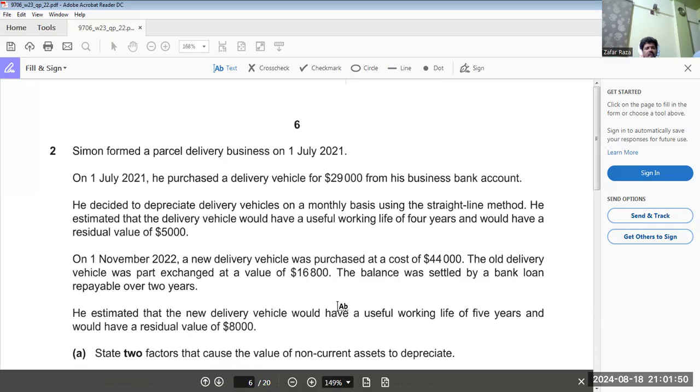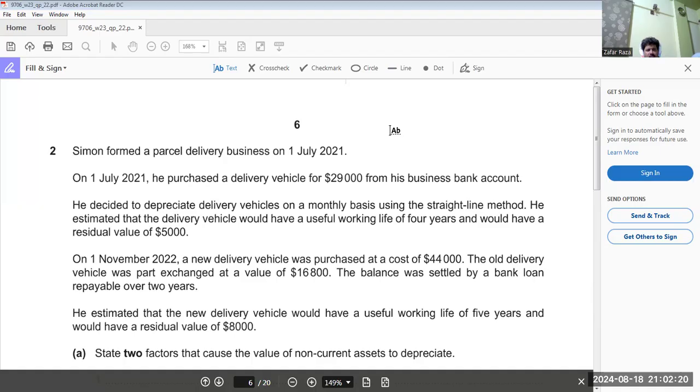Okay. Simon formed a parcel delivery business on 1st July 2021. He purchased a delivery vehicle for $29,000 from his business bank account. He decided to depreciate delivery vehicles on a monthly basis using the straight line method. He estimated that a delivery vehicle would have a useful working life of 4 years and a residual value of 5,000.